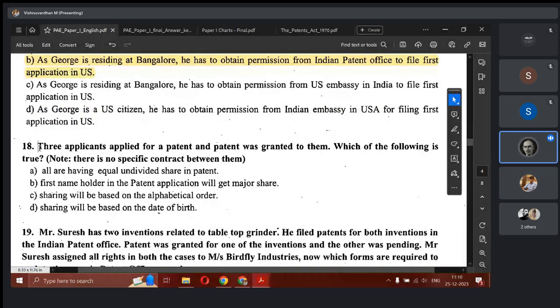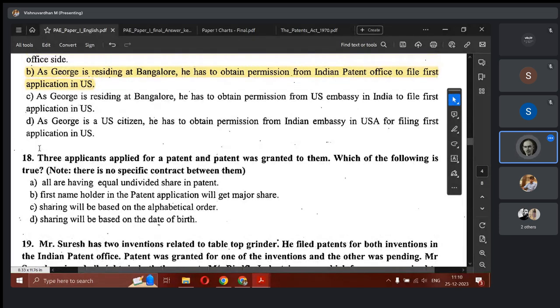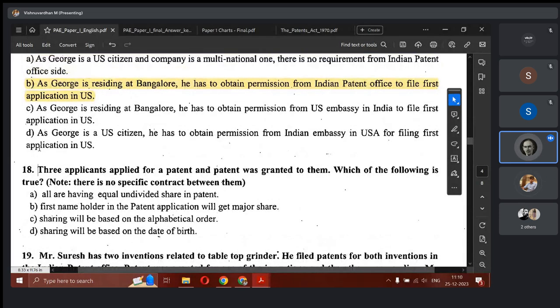Vishnu, just to stop you here. Actually, the form 25 specifically mentions now this form is for permission for making patent application outside India. Therein it says the explicit permission from the controller. I think that patent officer.